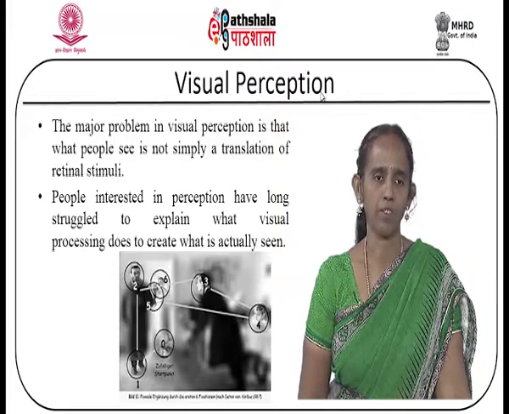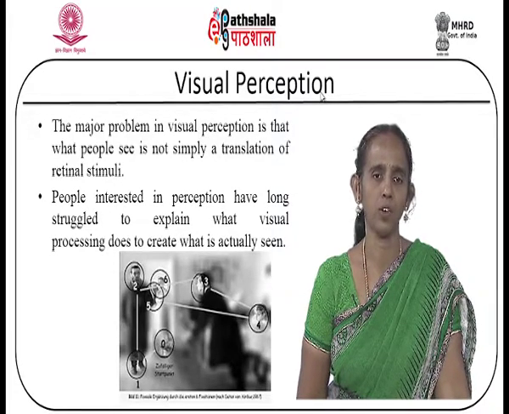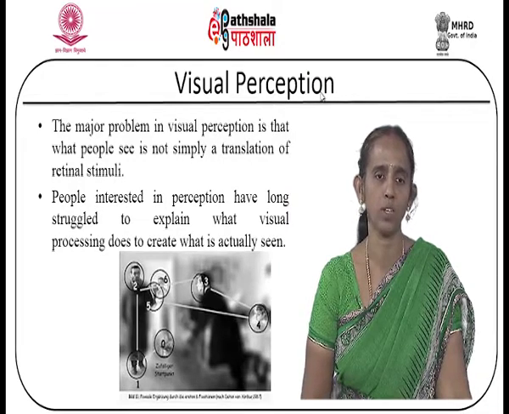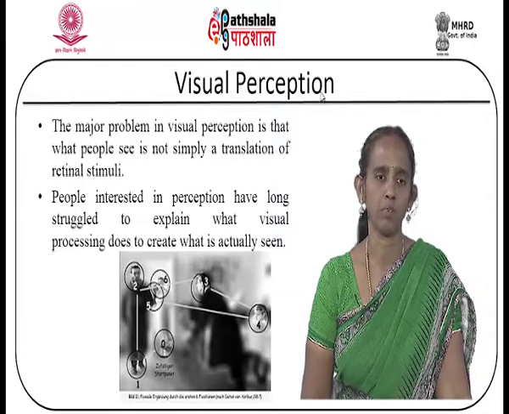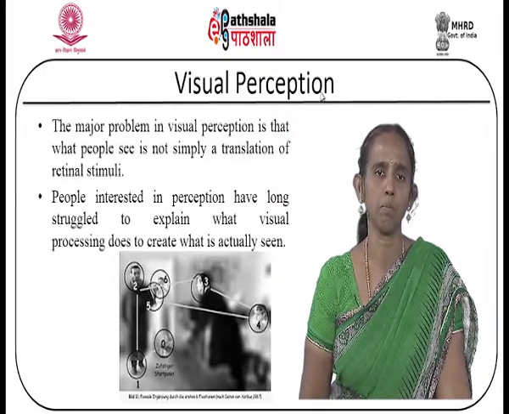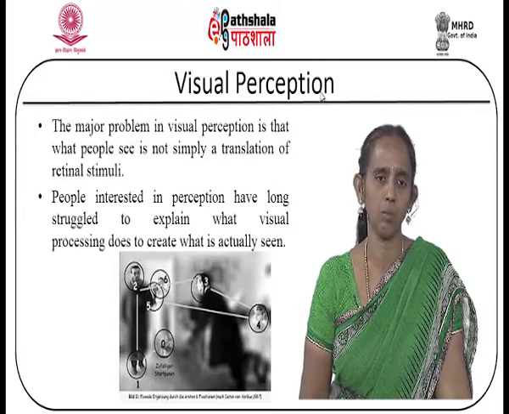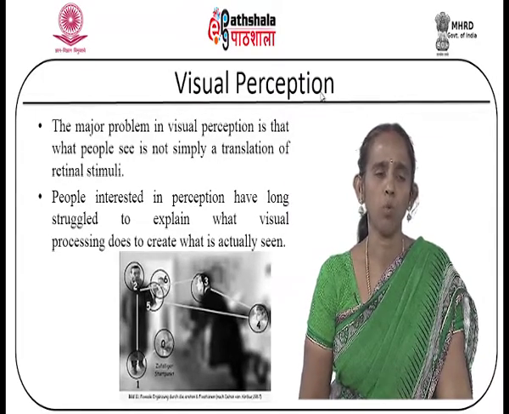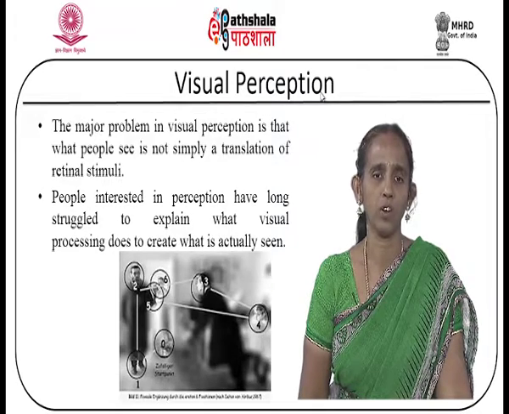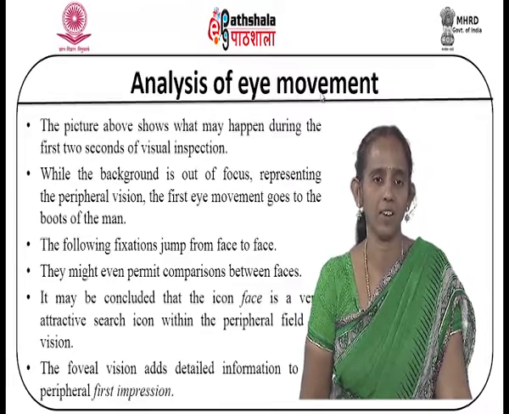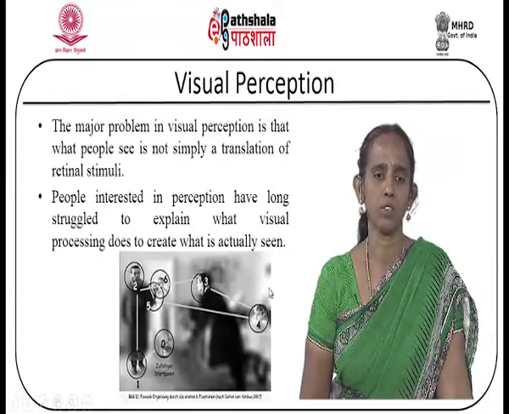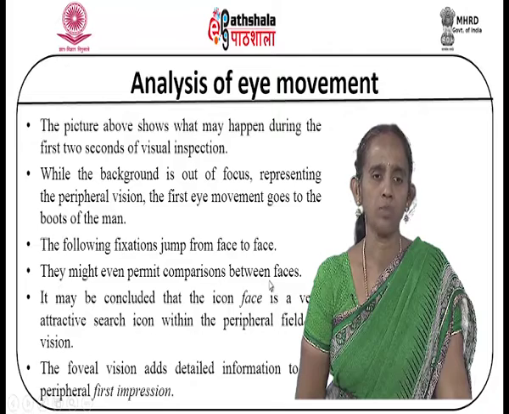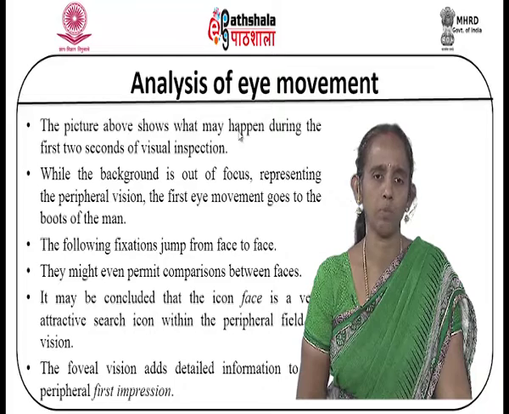What is this visual perception? Let us take an example and know what visual perception is all about. The major problem in visual perception is that what people see is not simply a translation of their retinal stimuli. The people interested in perception have long struggled to explain what the visual processing does to create what is actually seen. So let us look at this picture that is shown here. If you look at this picture for a few seconds, let us look into the visual inspection of what happens when we look at that particular picture.